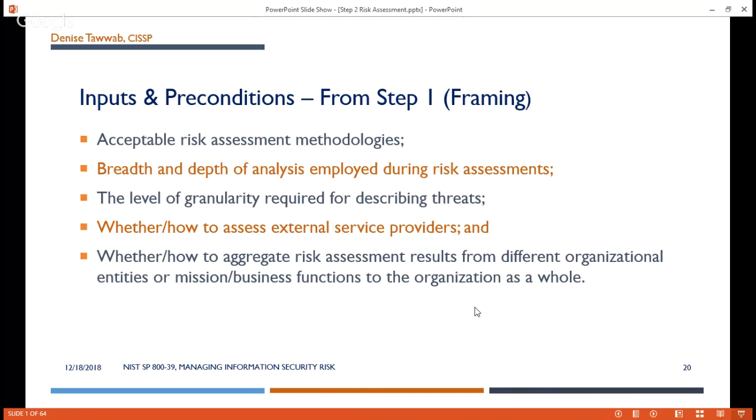The level of granularity required for describing threats, whether and how to assess your external service providers, and whether and how to aggregate risk assessment results from different parts of the organization or mission business functions to the organization as a whole. So, how do I take each risk assessment that happens in each business unit and turn that into an organization wide risk assessment, if, in fact, we're doing it that way? So those are your inputs that come from risk framing. And those inputs will establish the preconditions and the constraints around your risk assessment activities.